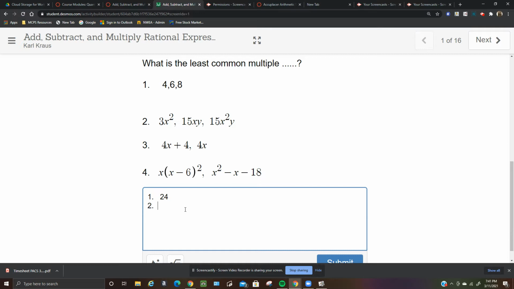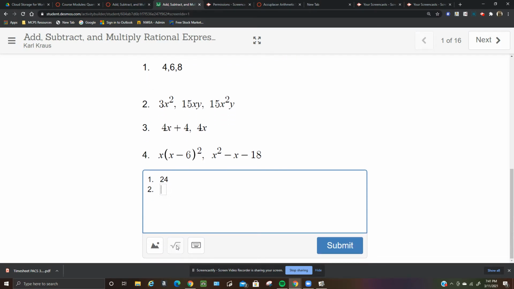Then when you have expressions, what you do is, so you look at the numbers first, 3, 15, and 15. So 15 divides all those. And then let me get the equation editor here. And then you do the highest power of x, which is x squared, and the highest power of y, which is y to the first. So the least common multiple of these three is 15x squared y.